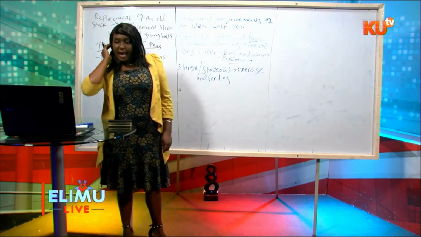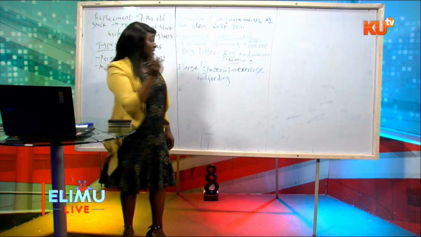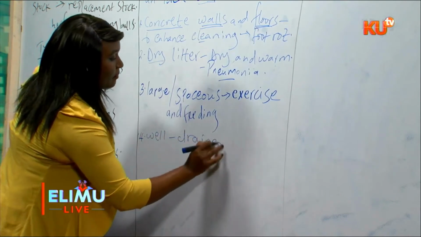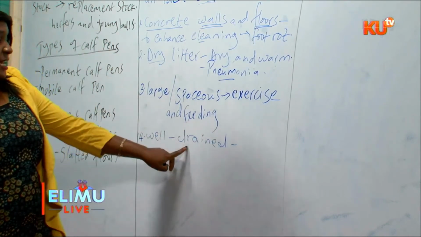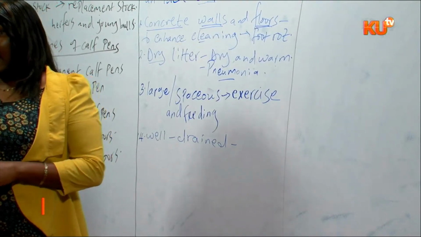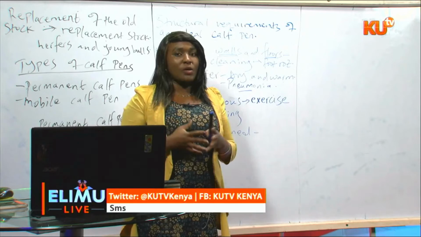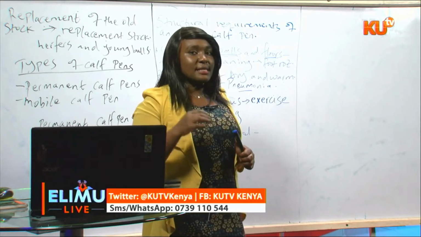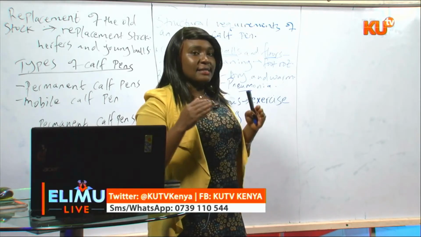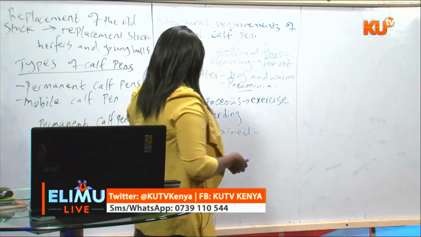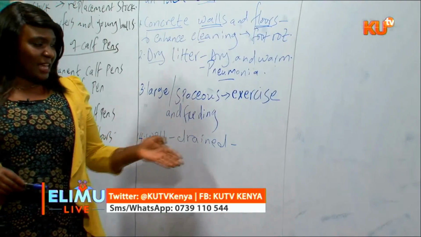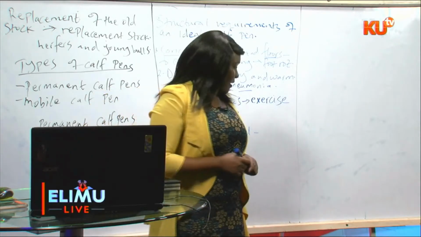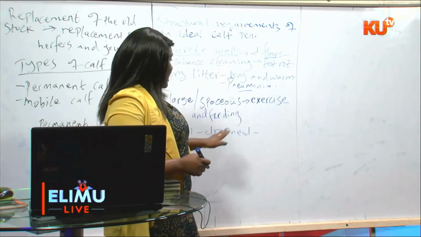We require an area that is well drained. The calf pen should be sited in an area that is well drained. Again, we don't want to allow damp conditions in the area. You are placing this calf pen on an area that is dry. That is well drained. The environment is not mushy, and therefore we need an area that is dry.